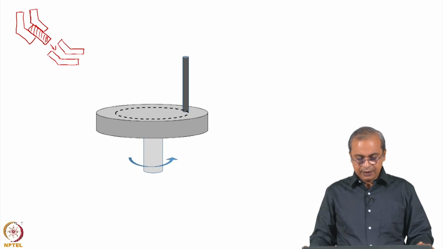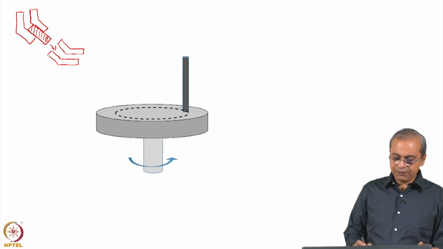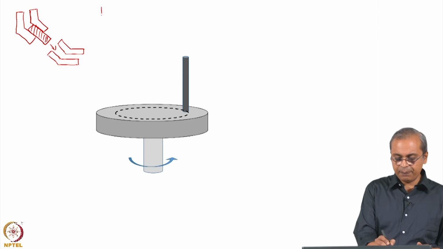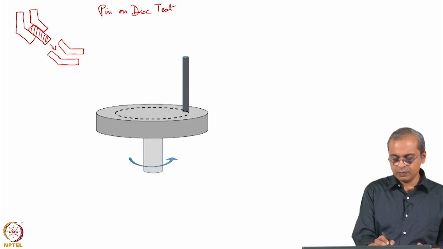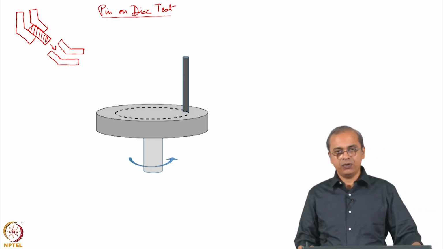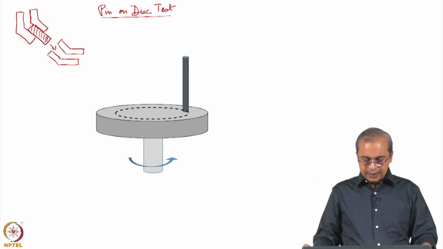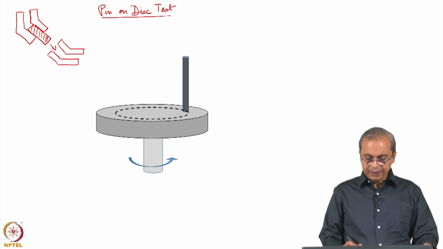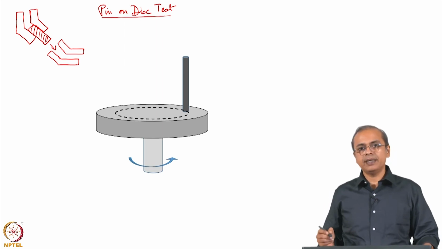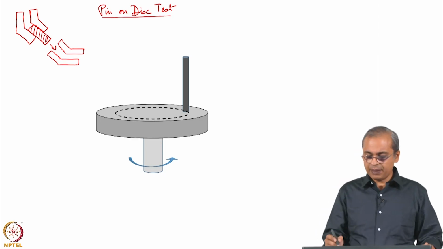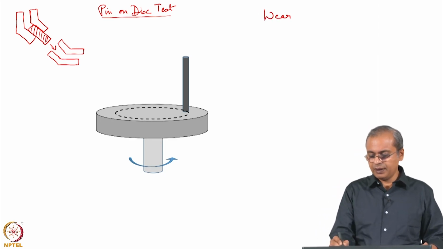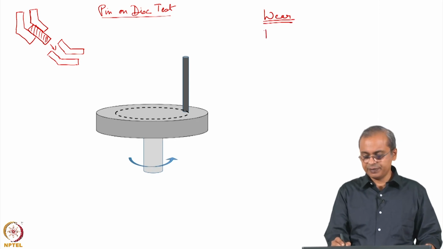So, for wear, this is the kind of test that you would have. What you see on your screen is something called a pin on disc test. This is the kind of test we would do for wear properties, and the basic idea is that wear property is important wherever you have friction. Wear property is typically very important where you have friction.